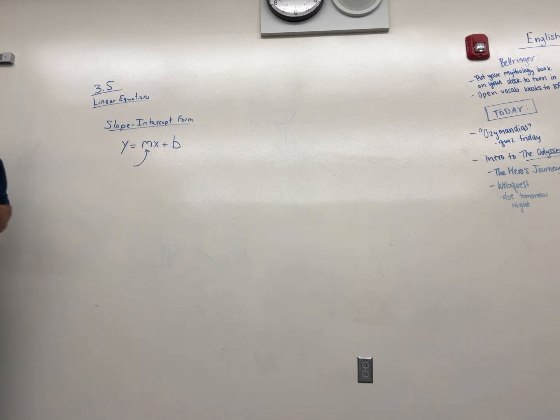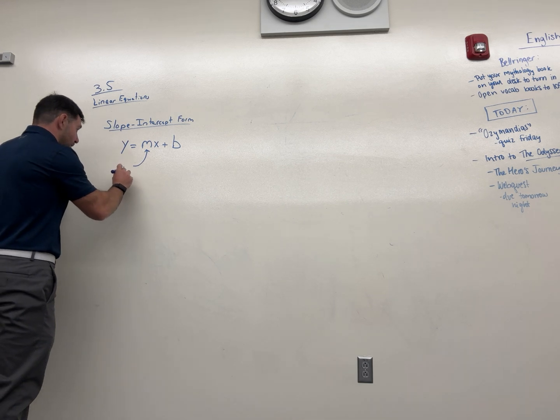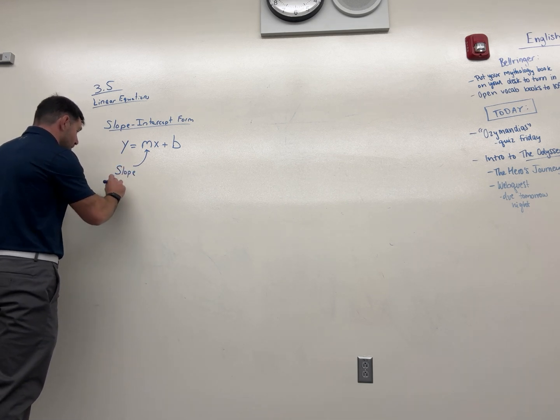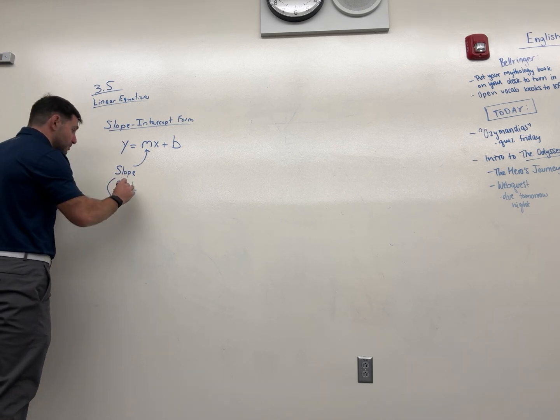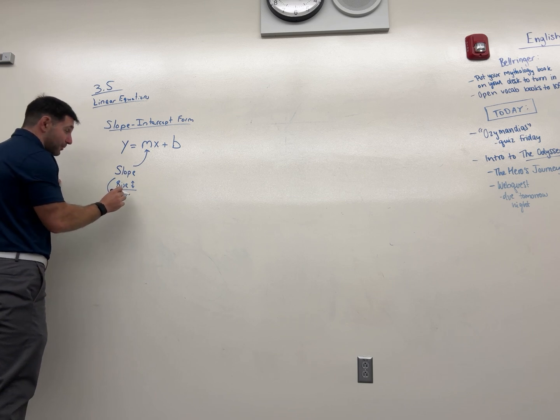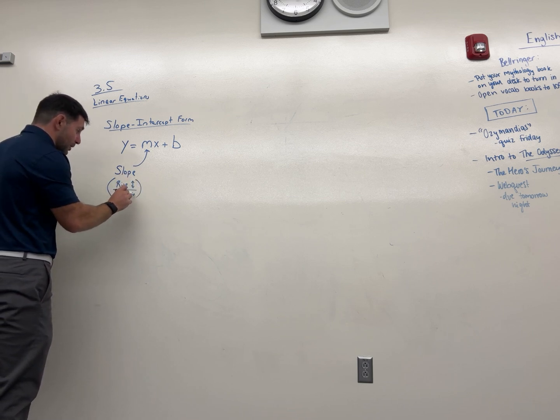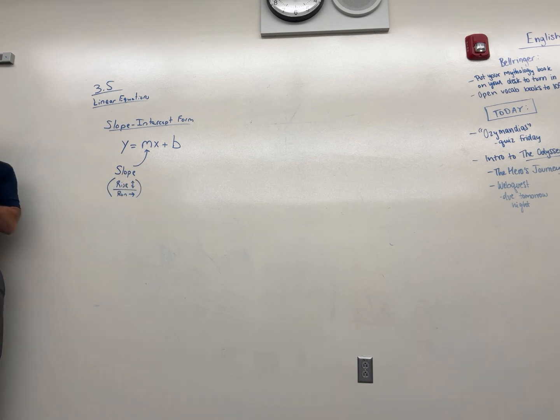What does the m stand for? Slope. For this purpose, slope is rise divided by run. Rise goes both up and down, and again, for us, run goes to the right. Can run go to the left? Yes. But again, I'm trying to take as much away to make it as easy as possible. So rise divided by run.